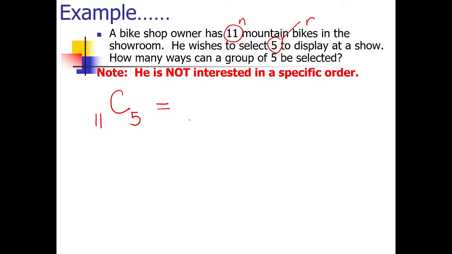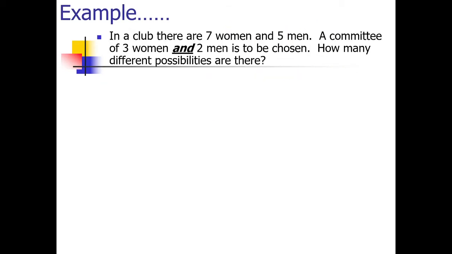By the way, do you have a calculator now, Section Zircon? This will give me 462. Correct. Okay? I will not be solving that manually because I will let you use your calculators. Now let's continue. What about this one? In a club, there are 7 women and 5 men. A committee of 3 women and 2 men is to be chosen. How many different possibilities are there?